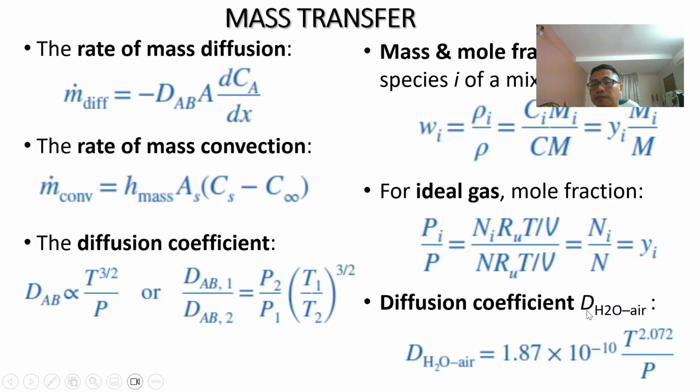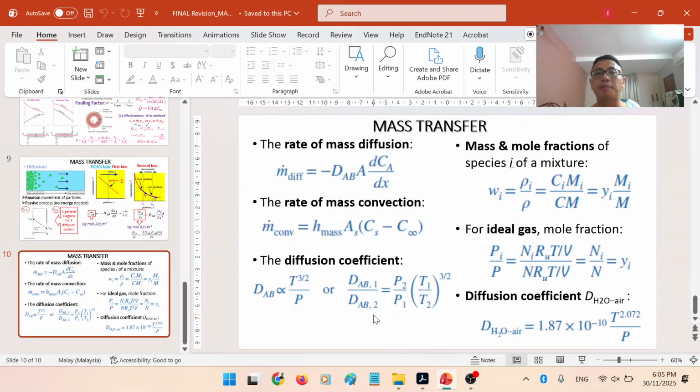Since the water vapor and air system is very useful, we can use this well-developed equation for vapor in air to determine the diffusion coefficient of vapor in air, using this equation: 1.87 times 10 to the power negative 10 times T to the power 2.072 over P. This is a very useful correlation to determine the diffusion coefficient of water vapor in air. So these are all important equations for mass transfer. If you want to understand more, you can refer back to the lecture notes. This is a quick revision. If you understand all I mentioned here, that means you have mastered the subject of this semester.